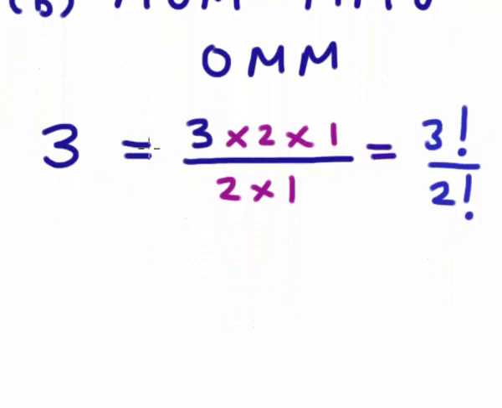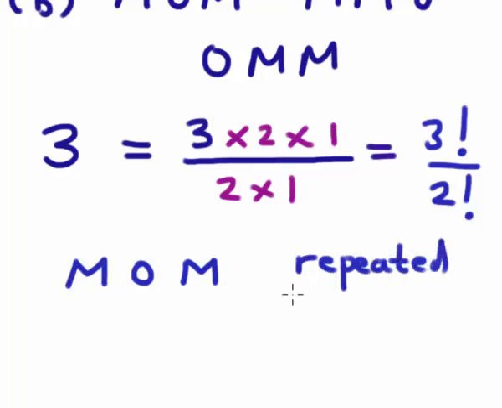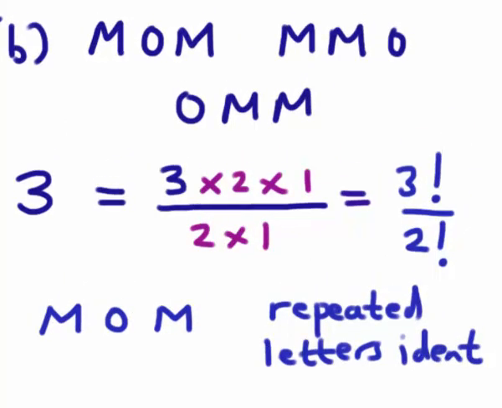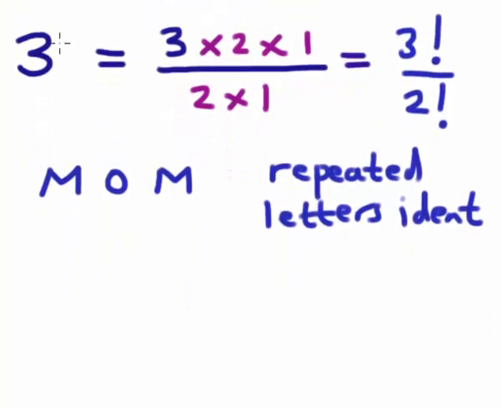If I said to you, take the letters of the word mom, the repeated letters are identical. We treat them as identical, and there are 2 identical letters. Another way of writing 3 is 3 factorial over 2 factorial. Now, this is going to be of interest to us.